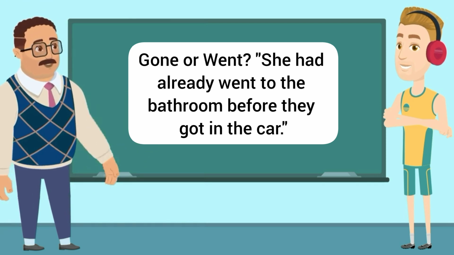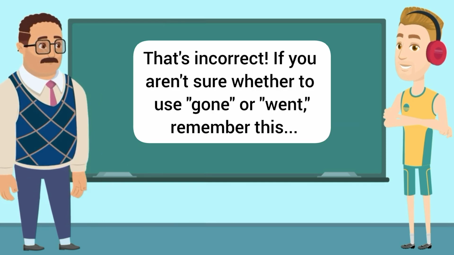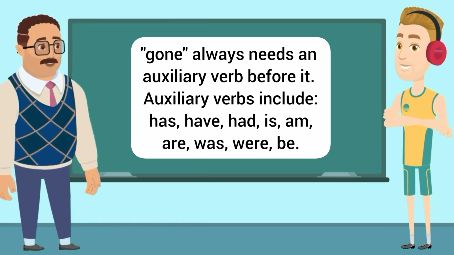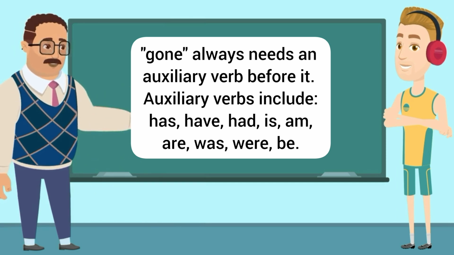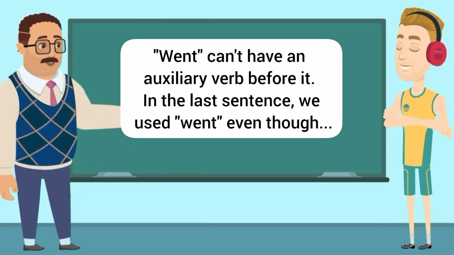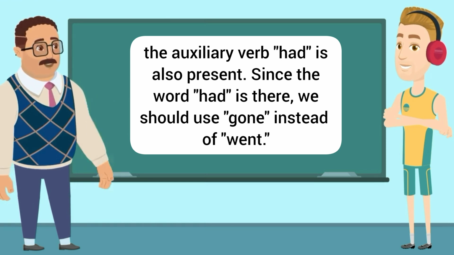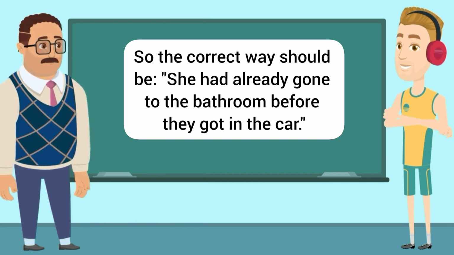Gone or went. She had already went to the bathroom before they got in the car. That's incorrect. If you aren't sure whether to use gone or went, remember this. Gone always needs an auxiliary verb before it. Auxiliary verbs include has, have, had, is, am, are, was, were, be. Went can't have an auxiliary verb before it. In the last sentence, we used went, even though the auxiliary verb had is also present. Since the word had is there, we should use gone instead of went. So the correct way should be, she had already gone to the bathroom before they got in the car.